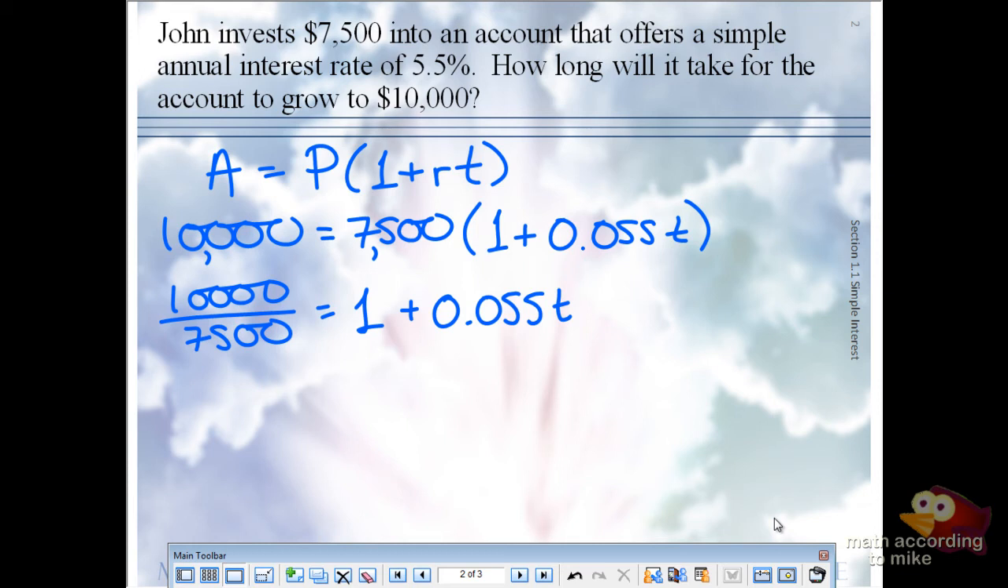This is what's considered a linear equation. To solve a linear equation, you work outside in. So the outermost thing is this 1 here. This is really a plus 1 here. So what do we do to both sides? Subtract 1.